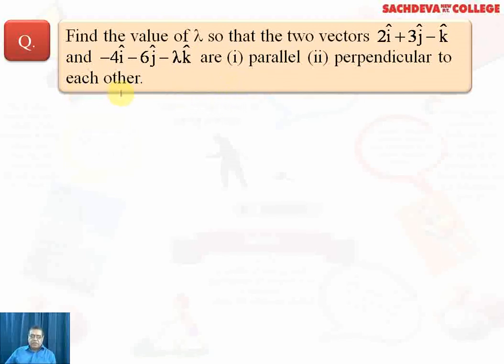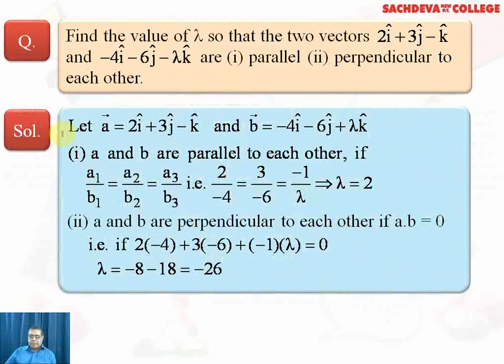In order to have the solution, we first of all write the value of vector A, then we write the value of vector B. The value of vector A is 2i plus 3j minus k, given in the question. And vector B is given as minus 4i minus 6j plus lambda k. Now, the first part is that they are parallel.